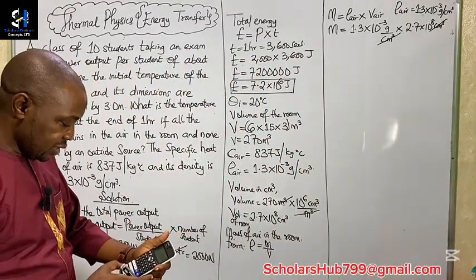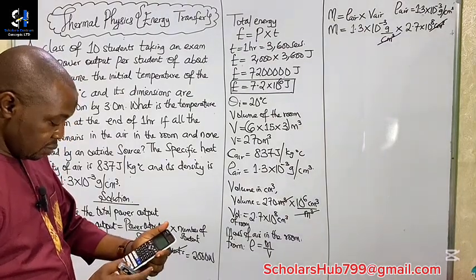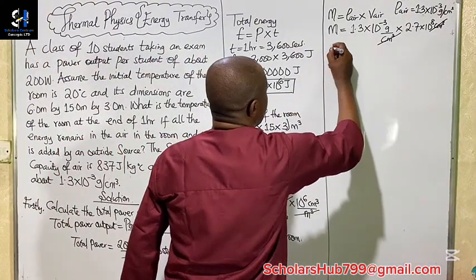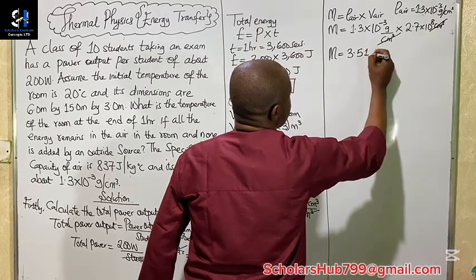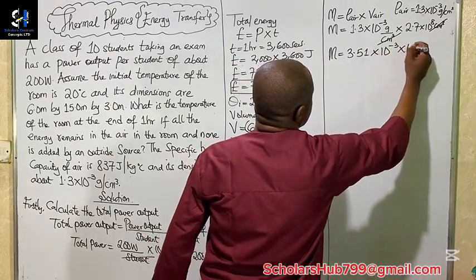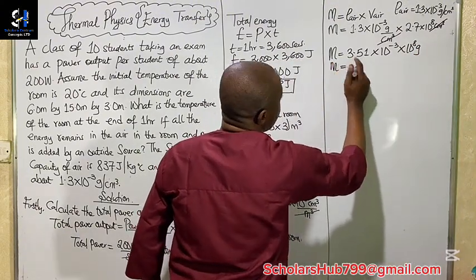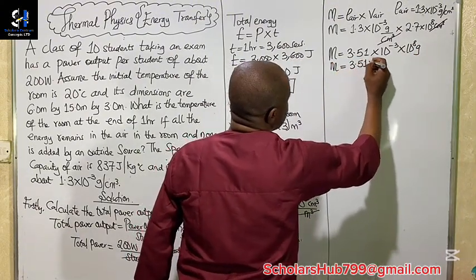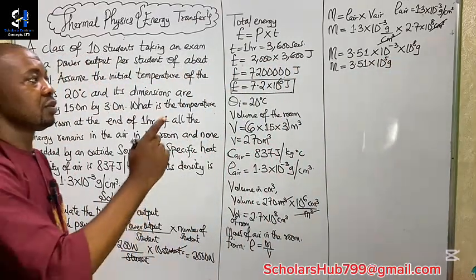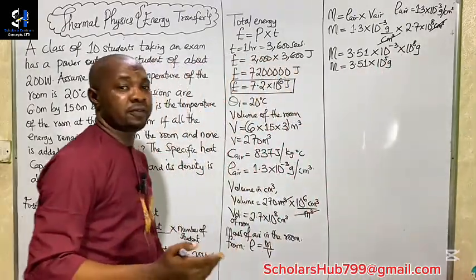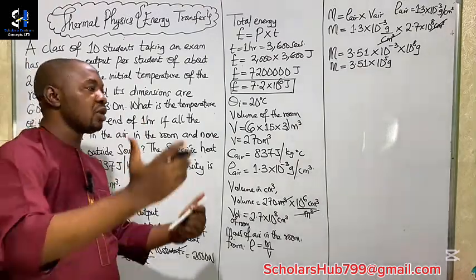In grams. So let's find out what 1.3 multiplied by 2.7 is. That will be 3.51 grams. So 3.51 multiplied by 10 raised to the power of negative 3 times 10 raised to the power of 8 in grams. So the mass will be 3.51 multiplied by 10 raised to the power of what? 5 grams, because negative 3 plus 8 is 5.